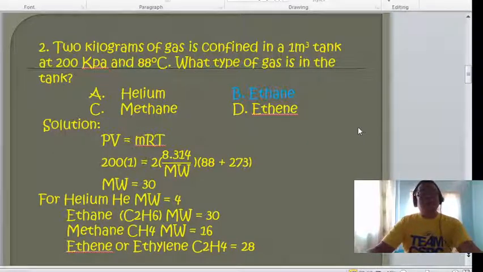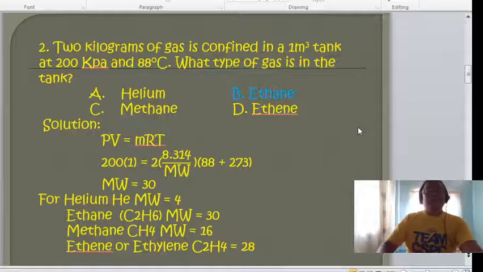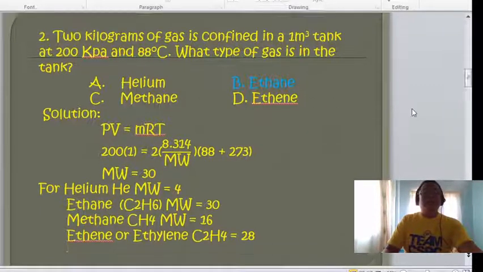For methane, let us also consider the molecular weight. First, consider the chemical formula of methane, which is CH4. C is 12 plus H multiplied by 1 multiplied by 4, is only 16, which is wrong also, class. And ethylene, that is C2H4, where C is 12 times 2, 24, plus 4 is 28. So therefore, class, the answer is ethane, which has a molecular weight value of 30.